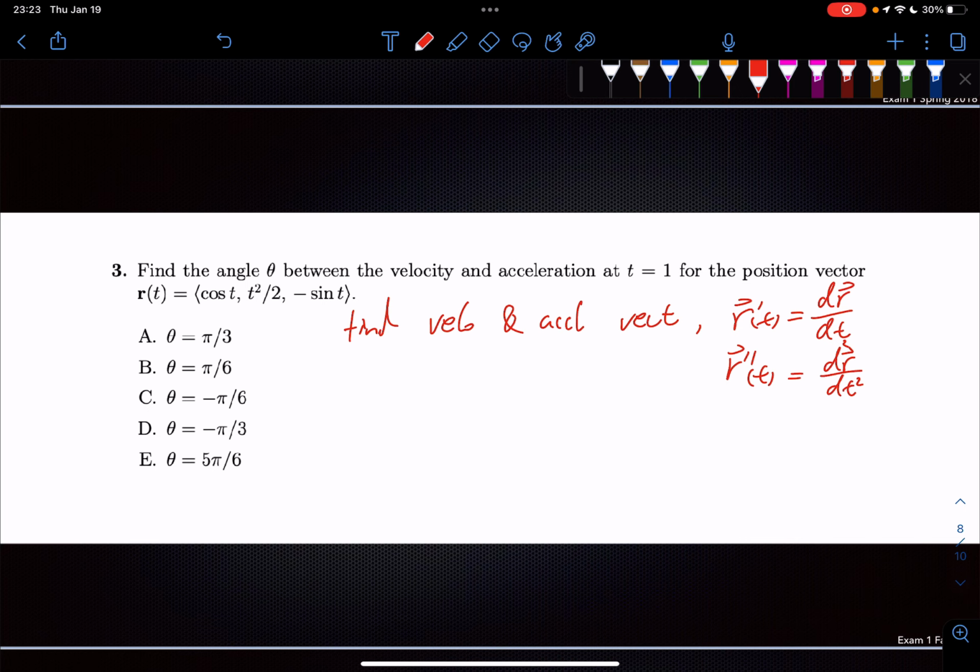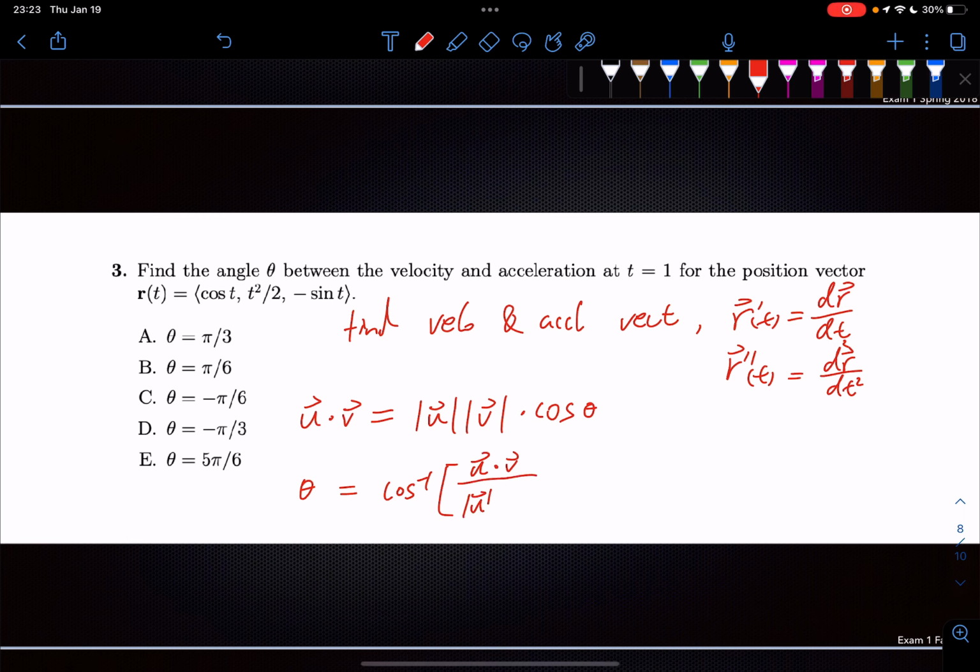What we are going to use is something that we learned in the first day of lecture, the angle equation. We have the equation u dot v equals the magnitude of u times the magnitude of v, times cosine theta. If you rearrange this, theta becomes cosine inverse of a big bracket, u dot v over the magnitude of u times the magnitude of v.